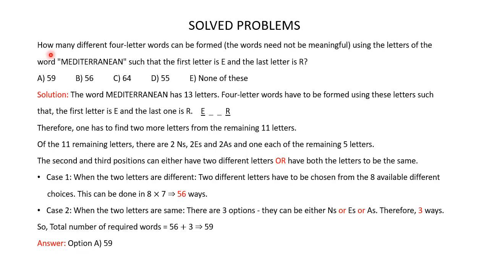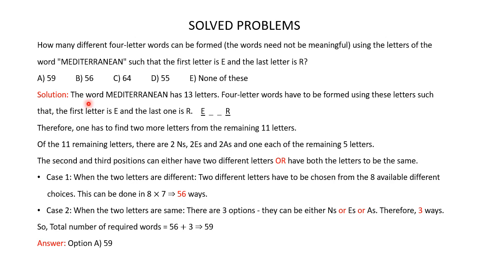How many different 4-letter words can be formed? The words need not be meaningful. Using the letters of the word Mediterranean such that the first letter is E and the last letter is R. Here you are given 5 options and you have to find out which of these options is the correct one.